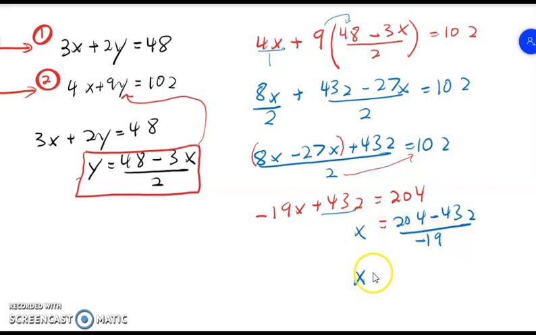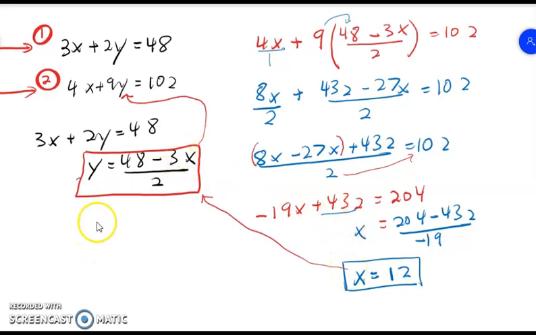Okay, now we check the answer. What we have here? Okay, we got here 12. X is 12. Okay, after you get this answer, what can you do? You can substitute inside over here.